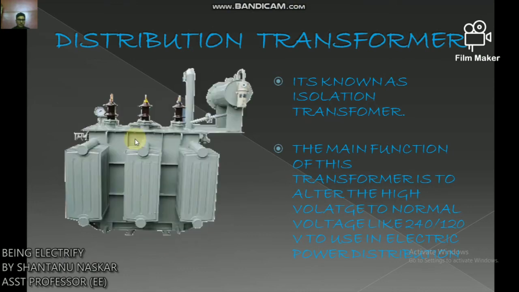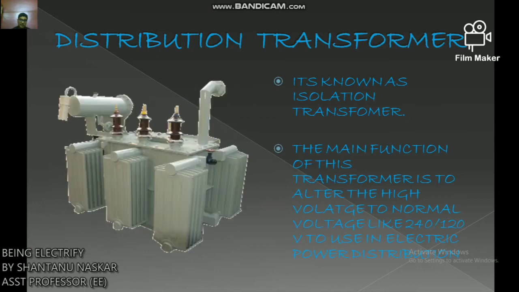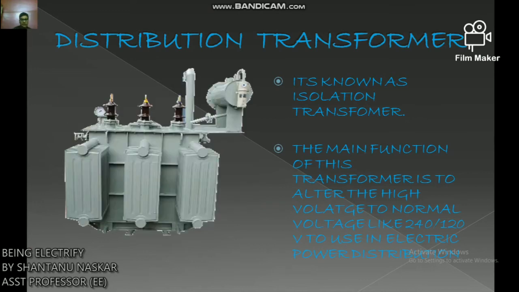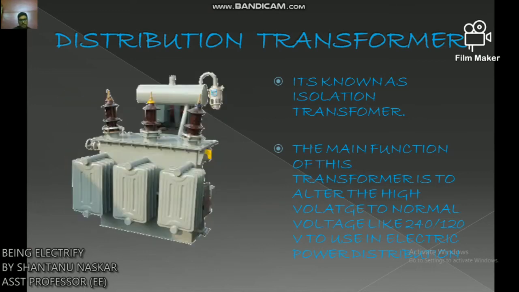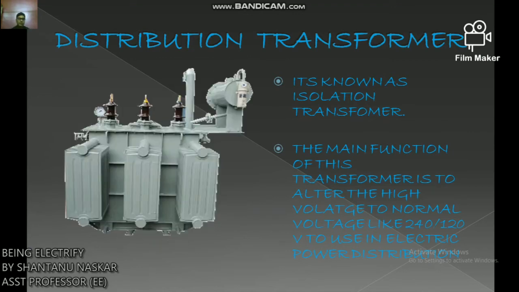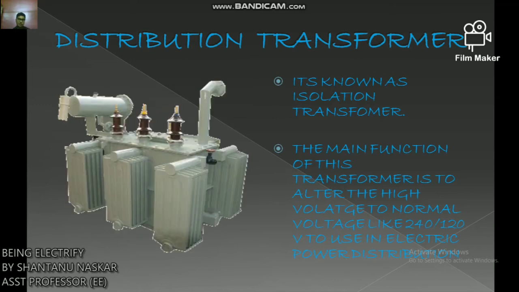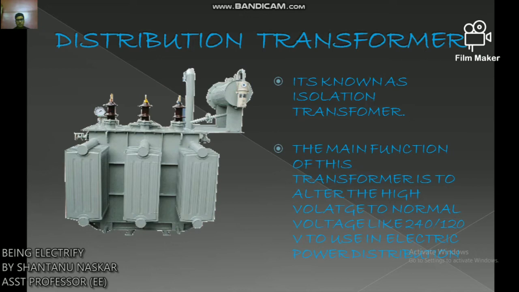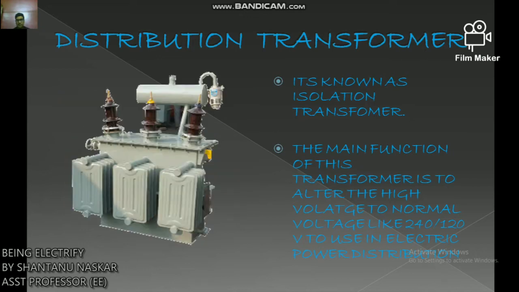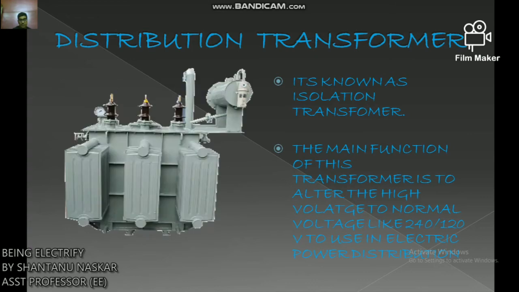Distribution transformer is known as a typical kind of isolation transformer. The main function of this transformer is to alter the high voltage to the normal voltage like 240 or 120 volt to use in electric power distribution. In the distribution system, there are different kinds of transformers available, like single phase, three phase, underground, pad mounted, pole mounted transformer.